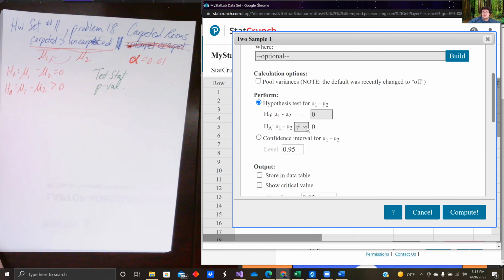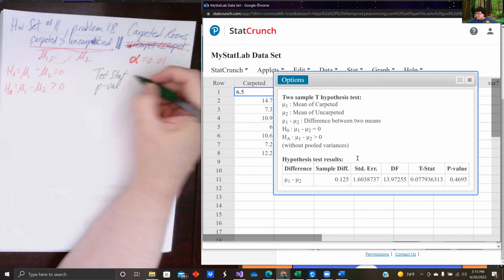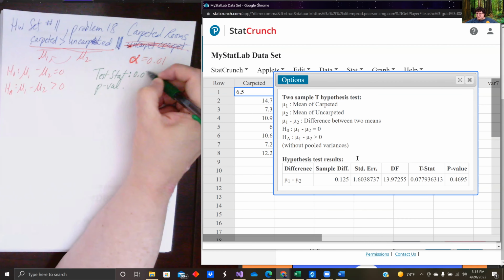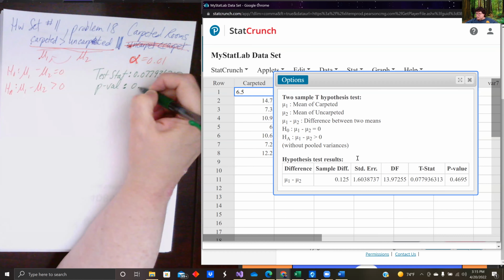And we want to come down here. Always make sure you check HA. This is an easy one to overlook. That is the easiest one to overlook. We're going to click compute, and we're going to record our information. Our test stat is 0.077936313, and my p-value is 0.4695.